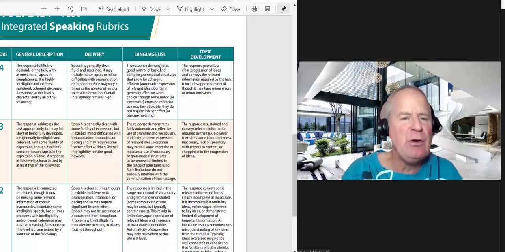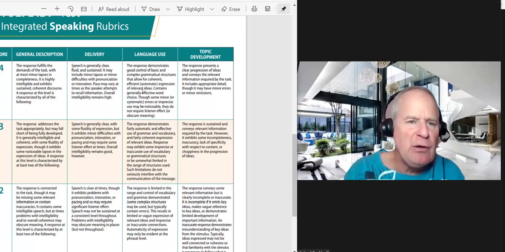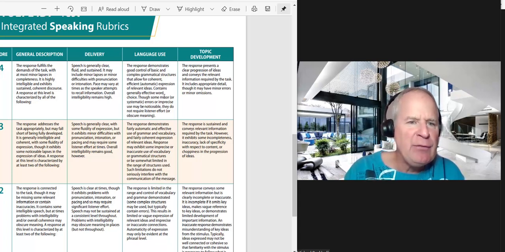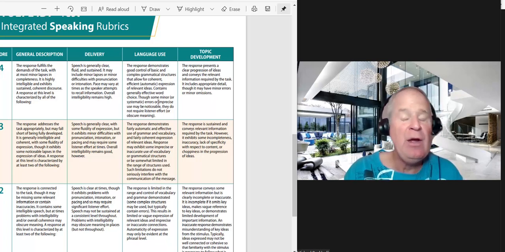Response demonstrates good control of basic and complex grammar. You did an excellent job with that. I don't see you just speaking with short, simple sentences. Contains generally effective word choice. Exactly. Though you have some minor or systematic errors or imprecise use may be noticeable, I don't even think you have any of that.